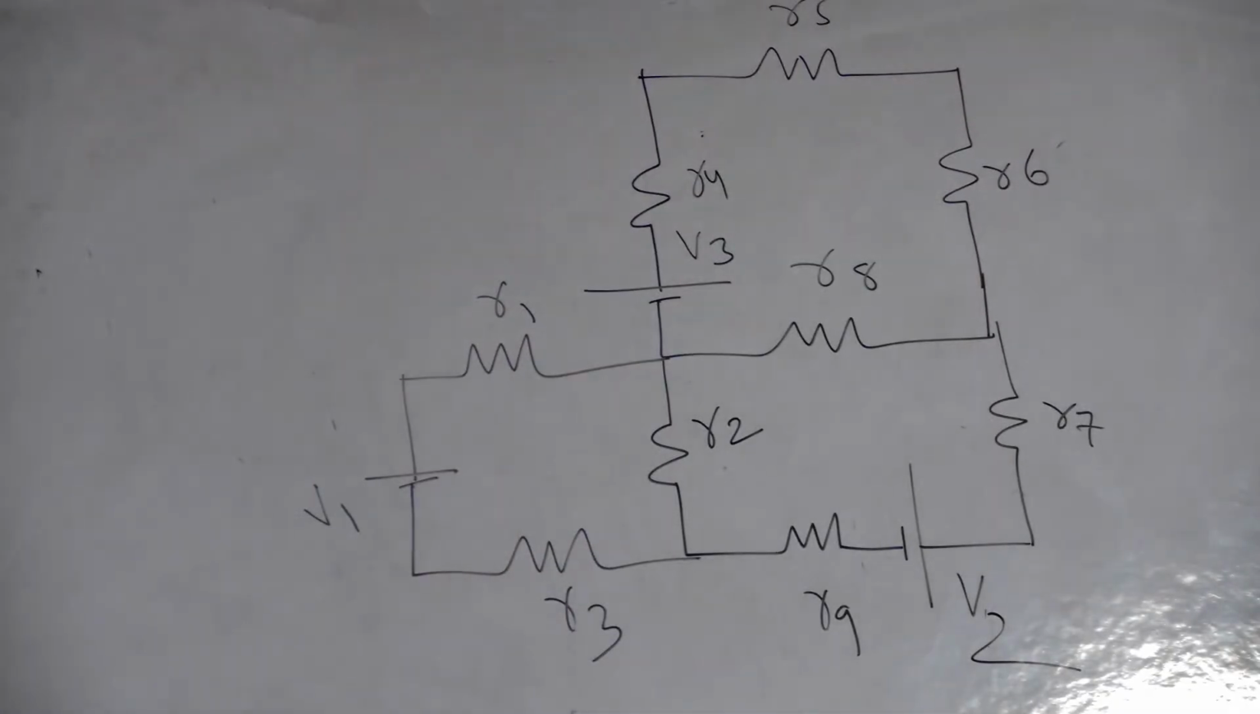Right. Second one, active elements is equal to 3, in brackets V1, V2, V3. Batteries to run the circuit.